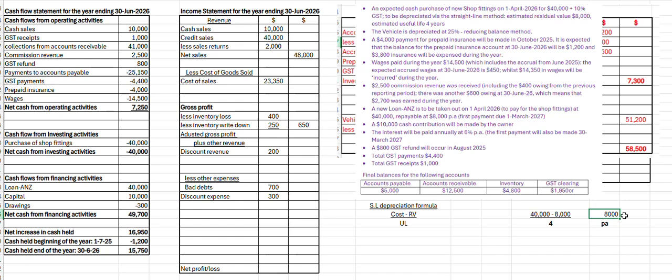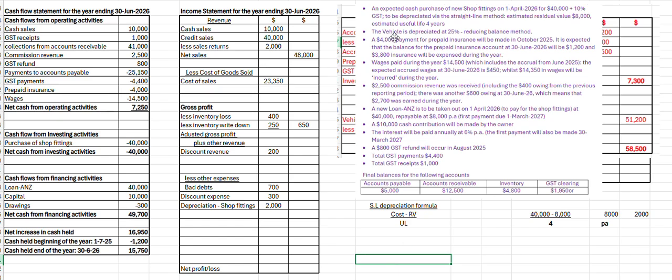So easy way to do it, is just to literally go equals 8,000. We could divide it by 12 and then multiply it by 3, or we can just divide it by 4. It's a quarter of a year. So that's going to be our depreciation expense for our shop fittings. So be careful with your date there. That relates to Area of Study 1, Unit 4.